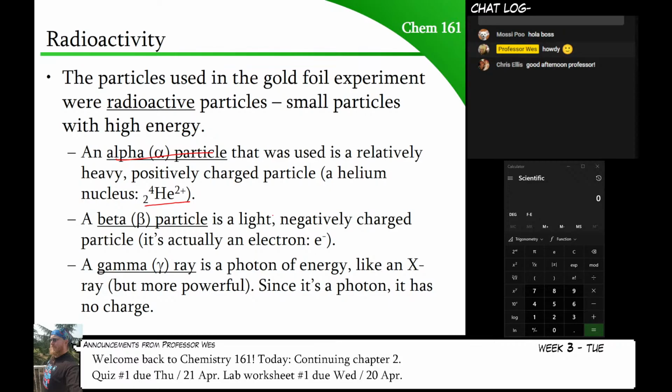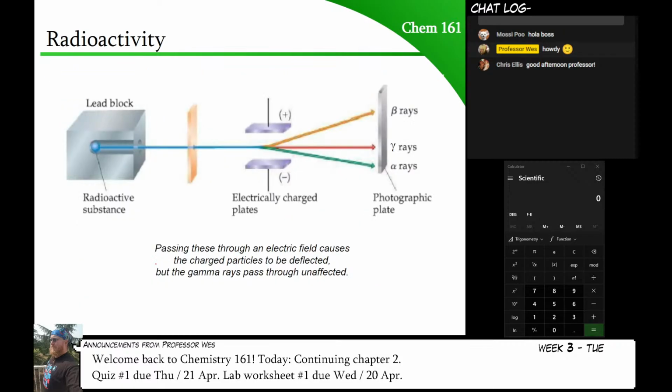Now, how the heck do you tell these particles apart? The one thing that they have that differentiates them is their charge. Alpha particles are positively charged. Beta particles are negatively charged. Gamma ray particles are just photons. They have no charge. So if you send them through an electric field, they would deflect in the following manner. The alpha rays would bend towards the negative terminal on your electric field, and the beta rays would bend towards the positive terminal on your electric field. Gamma rays would move through unimpeded because they do not have a charge on them.